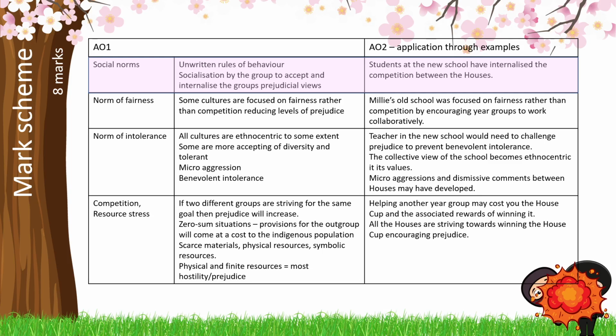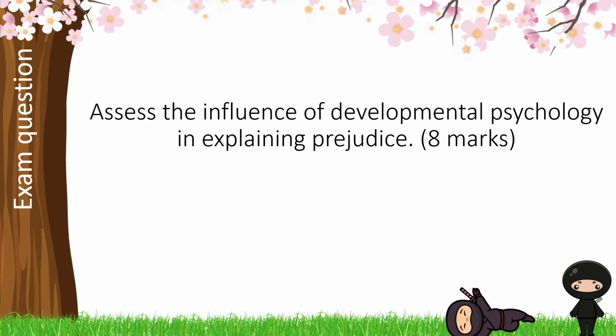You work through this then, explaining the AO1 and then giving lots of examples. You can see down where we're talking about a norm of intolerance that we had lots more examples here, and you might be able to think of more in relation to the other topics. We want to have 8 discrete applications here, and the more detailed we can make them, the better our result is going to be. Here's a second exam question.